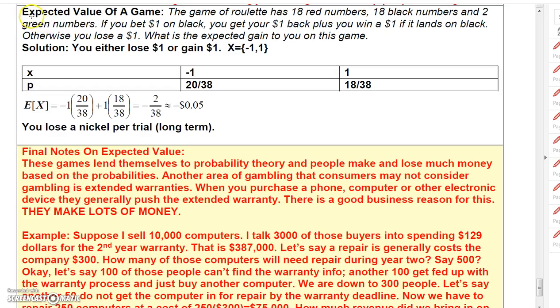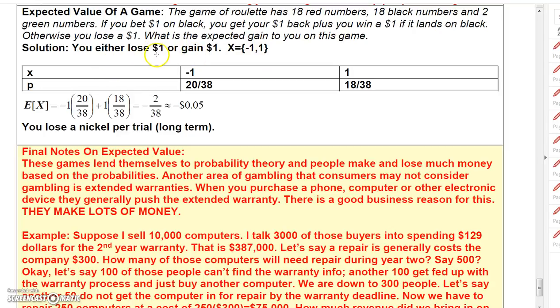Last one. Now, roulette's fairly a simple game, but there's a lot of different ways you can play it. So I'm just going to look at one way. Roulette has 18 red numbers, 18 black numbers, and 2 green numbers. If you bet $1 on black, you get $1 back, plus you win $1 if it lands on black. Otherwise, you lose the $1 that you bet. So what is the expected gain?